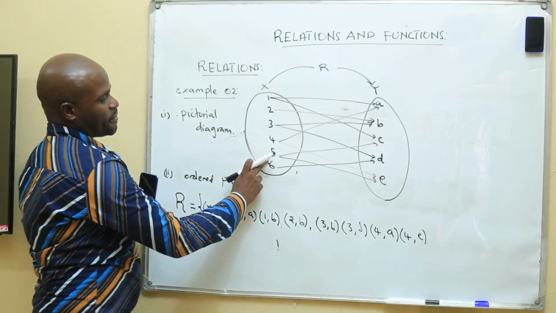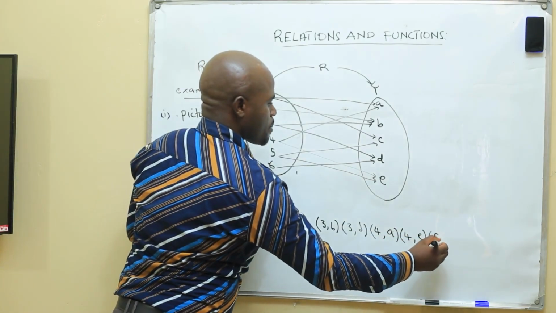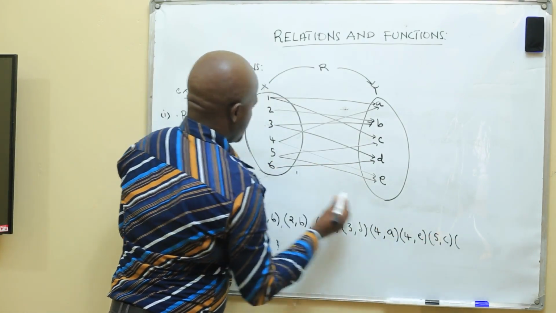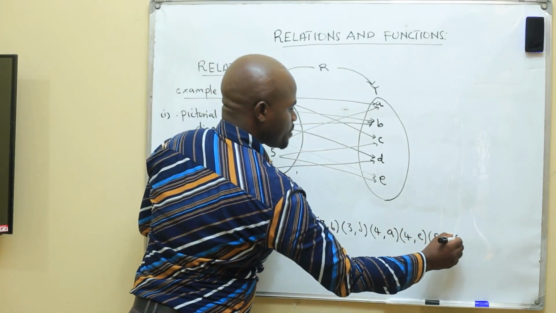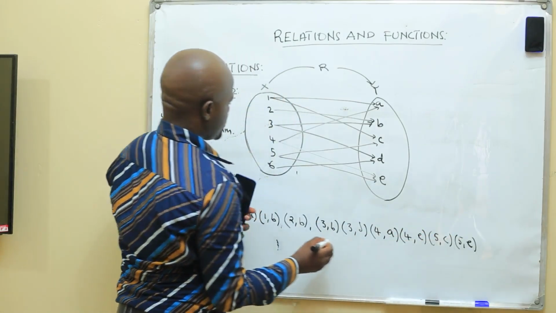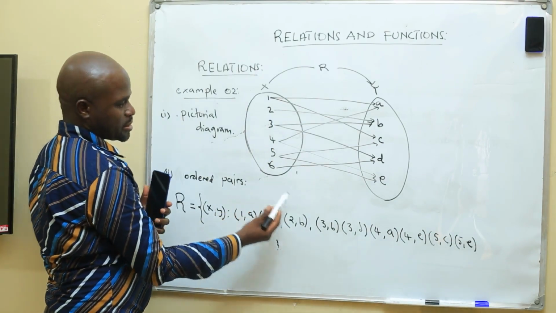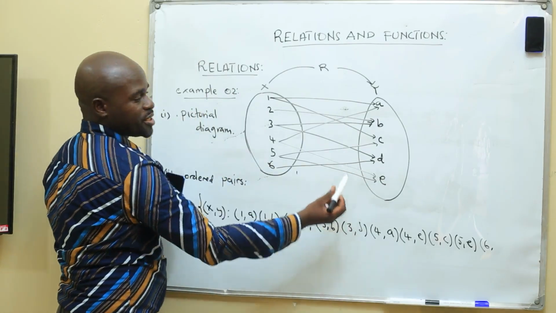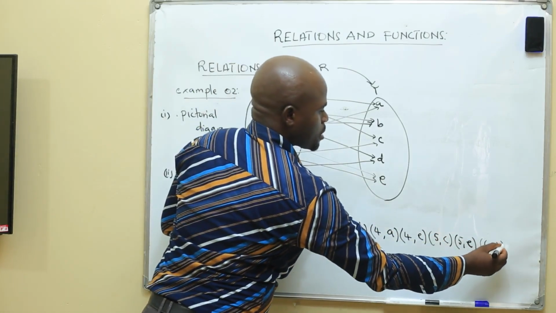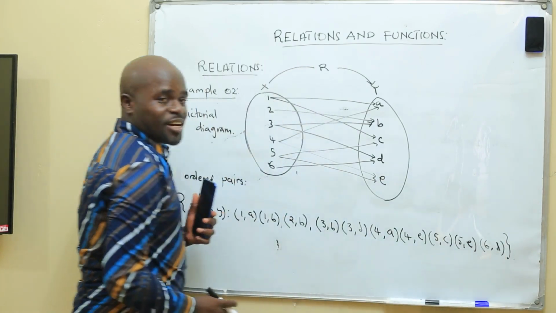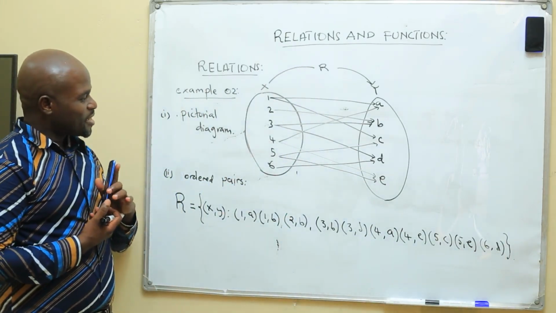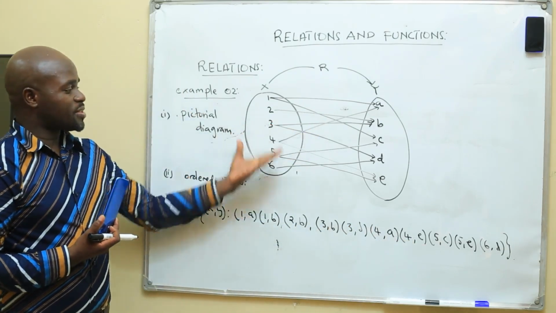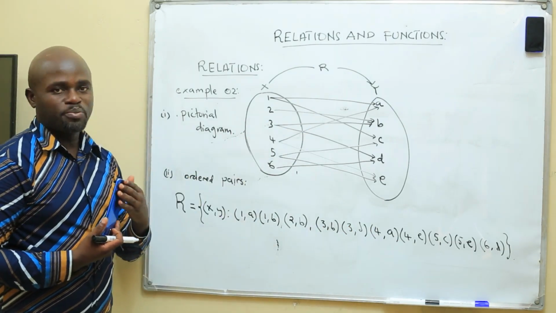Number 5 goes with C, but also number 5 goes with E. We have number 6. Number 6 goes with only one element, which is D. Yes. So this is the relation in ordered pairs, and this is the same relation in a pictorial picture.